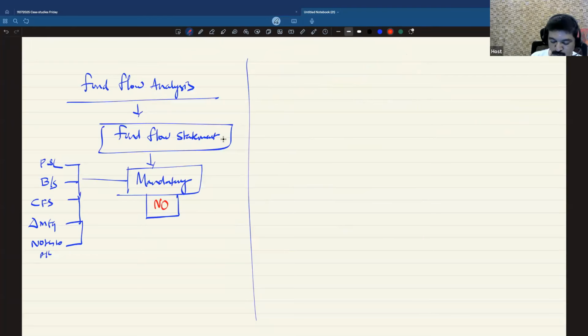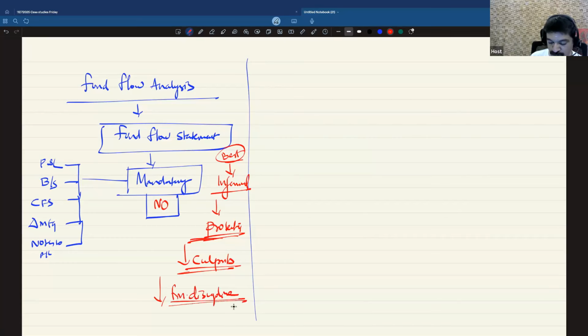They are catching the culprits because of the fund flow statement. They are able to understand the financial discipline of the borrowers because of the fund flow statement. They are able to understand the financial strategies of the borrowers because of this fund flow statement. Look, it has so many uses, but it was removed from the mandatory statements.